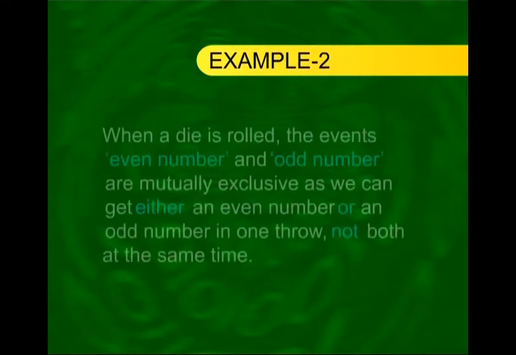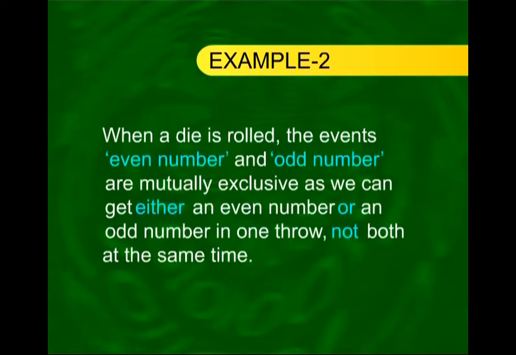Similarly, when a die is rolled, the events even number and odd number are mutually exclusive, as we can get either an even number or an odd number in one particular throw, and we cannot get both of them at the same time. Coming to real world situations, a student will either pass or fail in an exam.